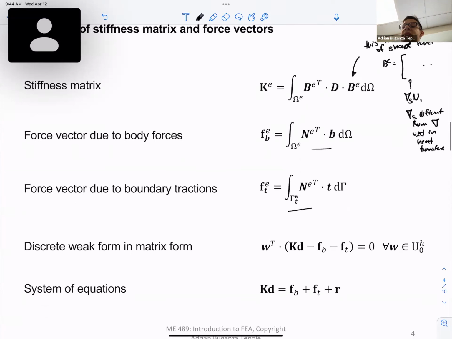And then if you assemble your stiffness matrix and force vectors into the global system, you end up with your usual system of equations. So the global stiffness matrix times the displacement vector, which has all the nodal displacements, equals the body force plus the traction force plus reactions.